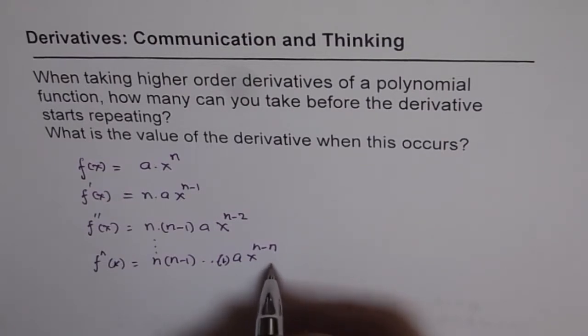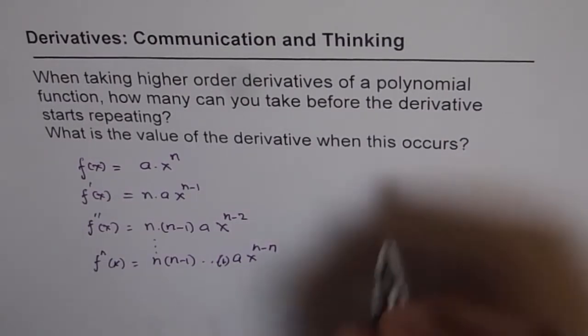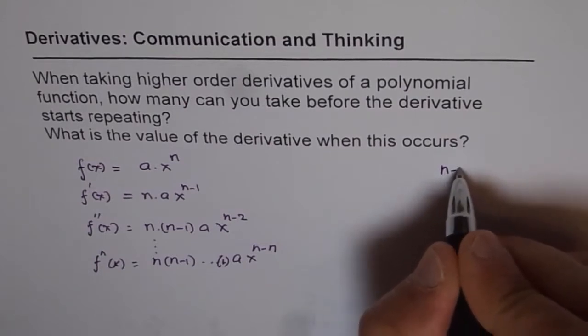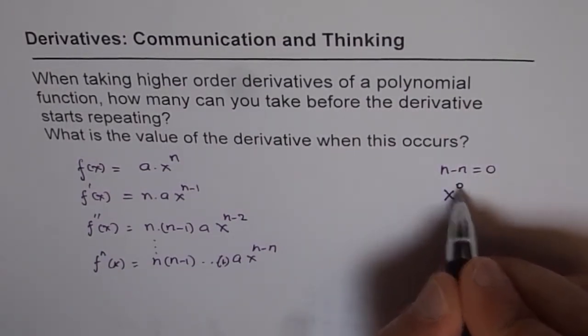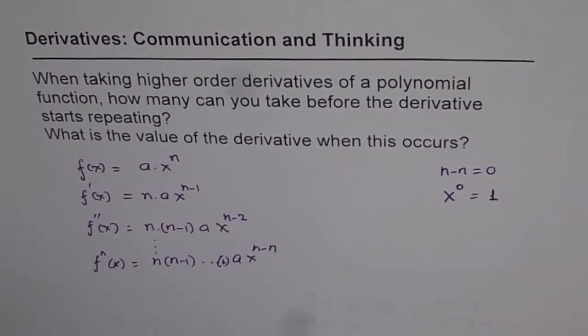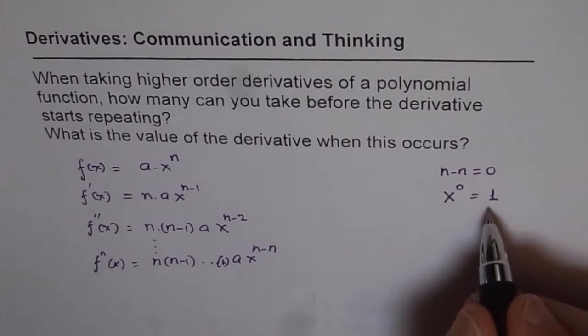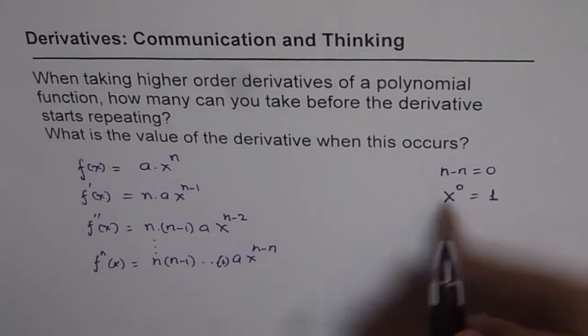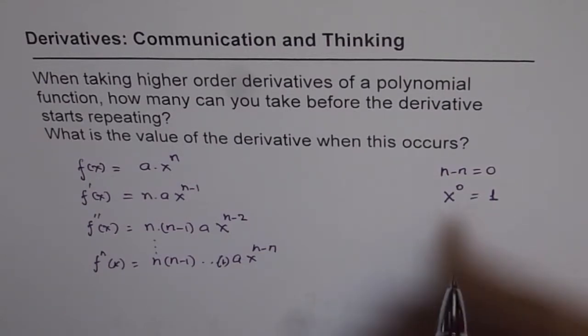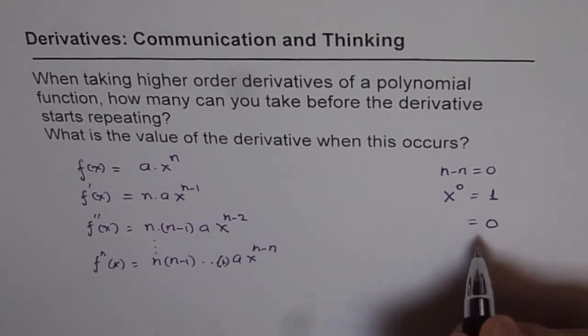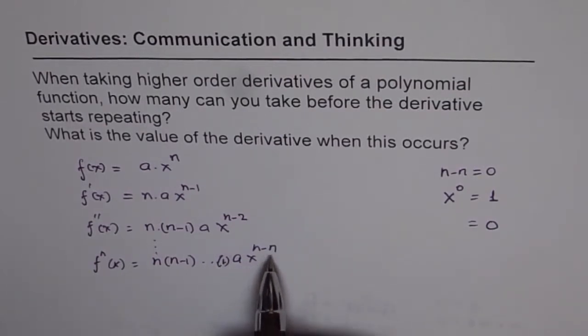Now what is n minus n? N minus n equals 0. Do you see that? That means x to the power of 0, which is kind of 1. So at the end, you will get a constant. And after that, if you get 1, then what is the derivative of 1? The derivative of 1 is 0. Do you see? So at this stage, you get a constant.